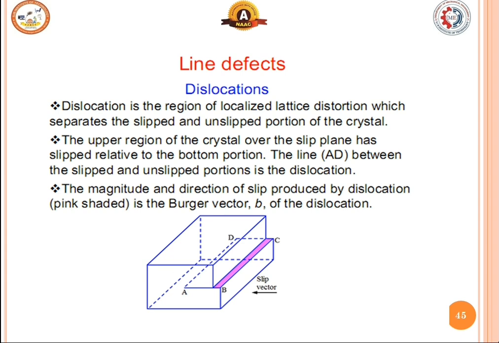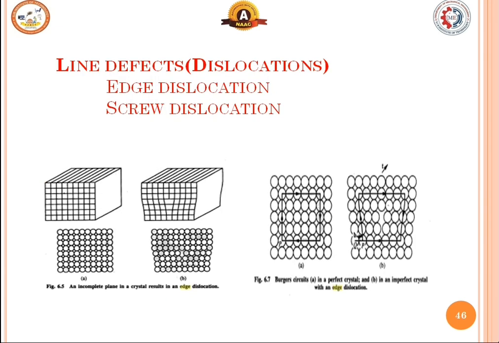So line defect happens when dislocation happens, when we take A, B, C and D. If a material slides on the surface, the line AD between the slipped and unslipped portion is the dislocation. This line AD between slipped and unslipped, which is shown with the pink color here, is where the slip is going to happen. The magnitude and direction of slip produced by dislocation is the Burgers vector, B, of the dislocation. So line defects are the edge dislocation and screw dislocation.